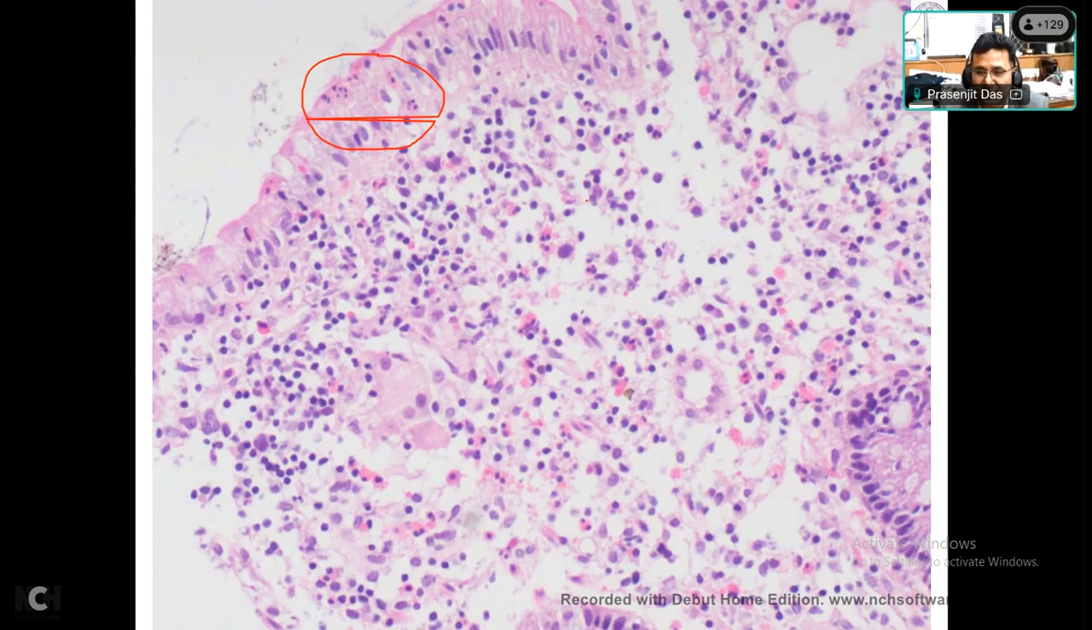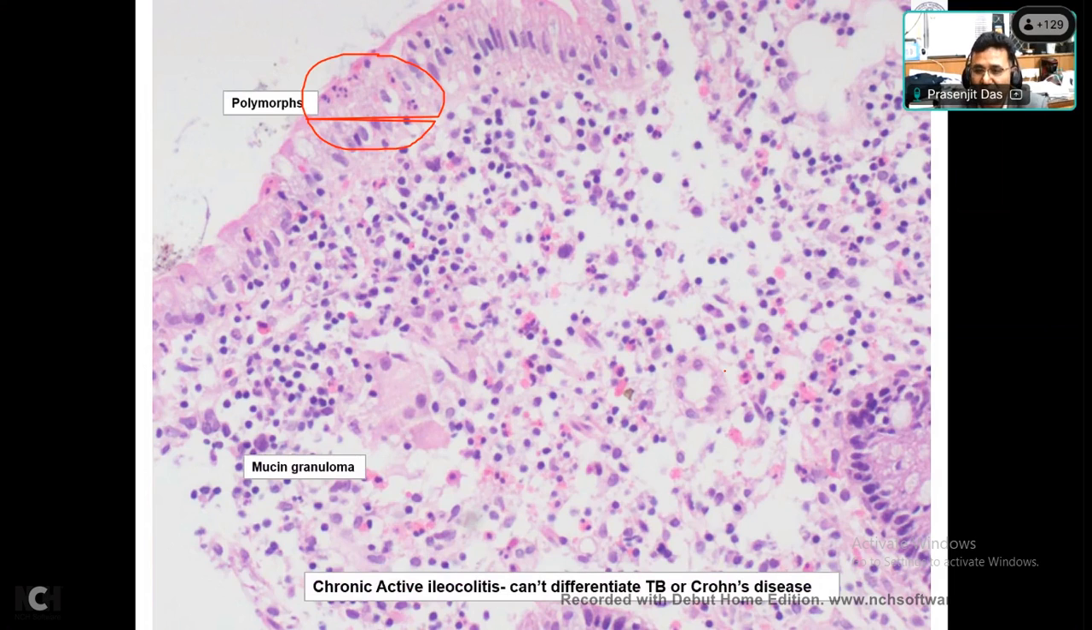This is an ileal biopsy. So the interpretation should be chronic active ileitis, and we cannot actually differentiate if it is tuberculosis or Crohn's disease. So we should know our limitations, and please remember, whatever ileocecal biopsies we get, 30 to 40% of the biopsies remain unclassified like this. We cannot always differentiate because these are superficial mucosal biopsies.